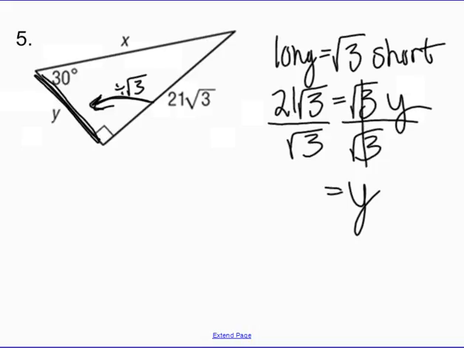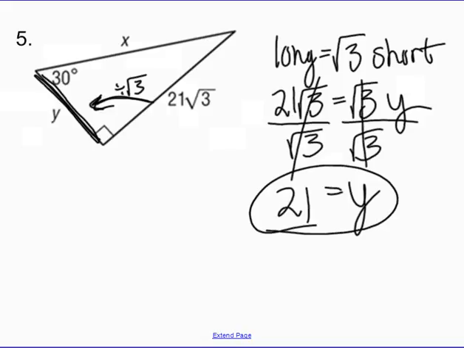When I figure this out now, this 21 radical 3 divided by radical 3, those radical 3's divide out, I'm left with 21. So my short leg is 21, which means I can find all the other sides. I know the relationship between the short leg and the hypotenuse is double, so I know I need to multiply by 2 to get the hypotenuse.